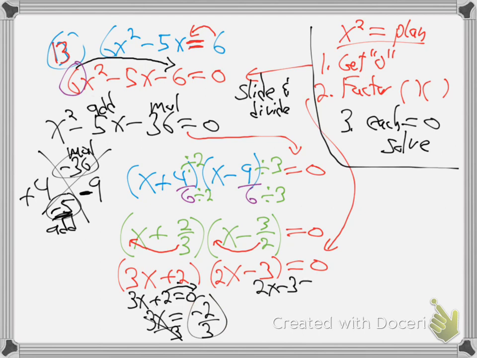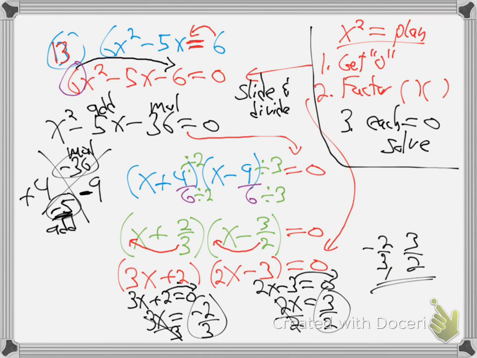Same thing here. 2x minus 3 is 0. Jump over the 3. 2x is 3. Divide by 2. 3 halves. There's the two answers. Minus 2/3, 3 halves. Either order, doesn't matter, separated by a comma.